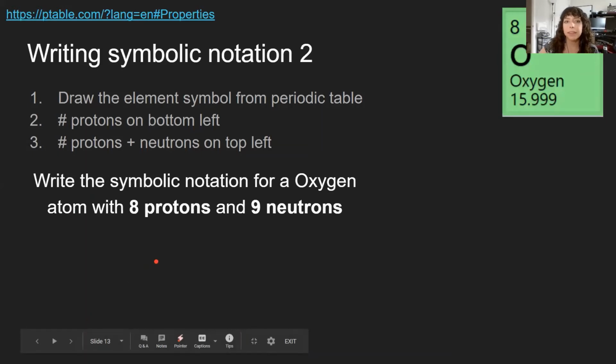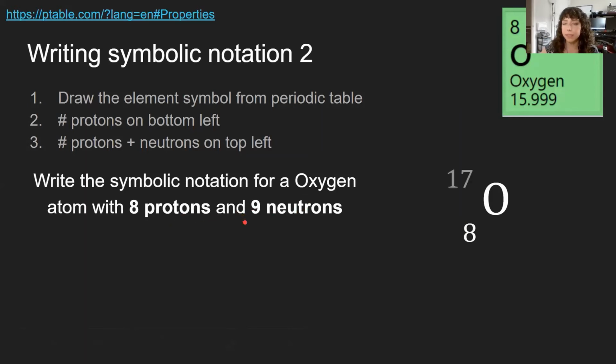We have a second symbolic notation. It's oxygen. Pause the video, try to draw this one for yourself, then we'll go over it. Oxygen, according to this tile is just shown as O. There are 8 protons and 9 neutrons. So 8 plus 9 is 17.